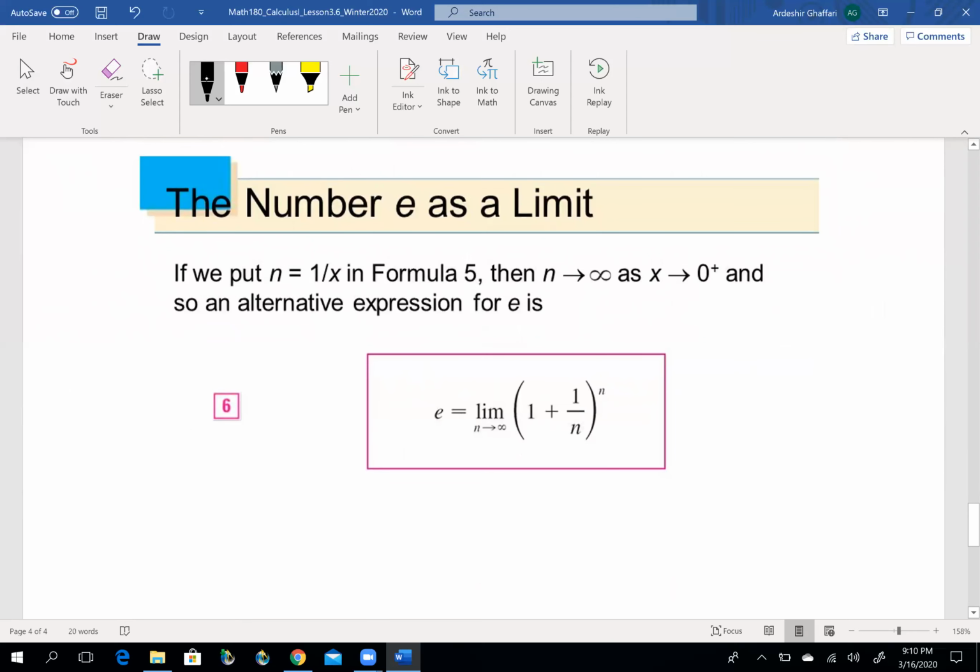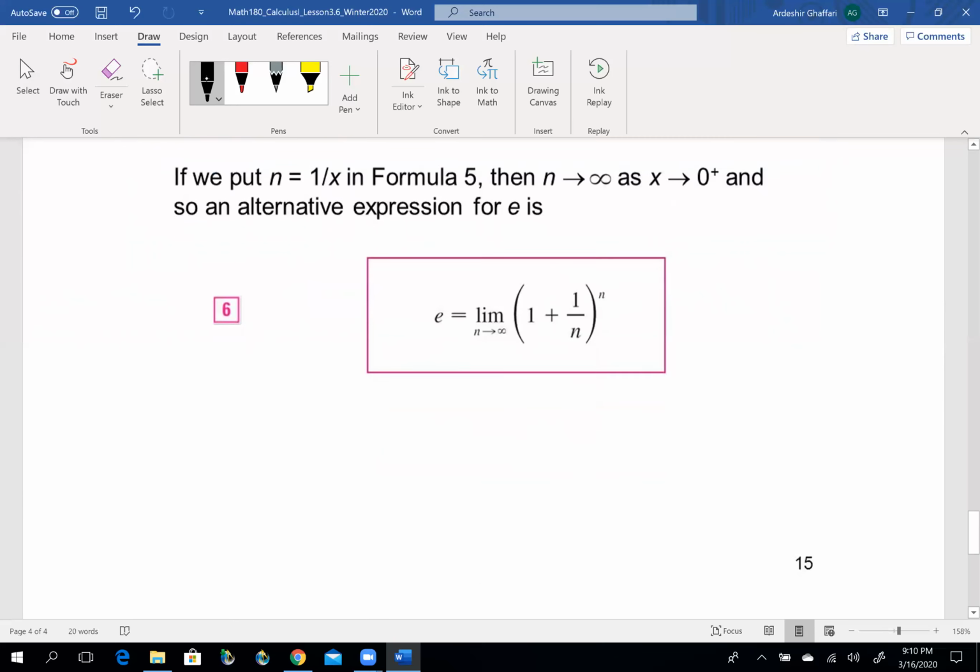The number e as a limit: if we put n equal to 1 over x in formula 5, then n approaches infinity as x approaches 0 from the right. And so an alternative expression for e is the limit as n approaches infinity of 1 plus 1 over n to the power of n. Okay, let's go over this. Where do we get this?